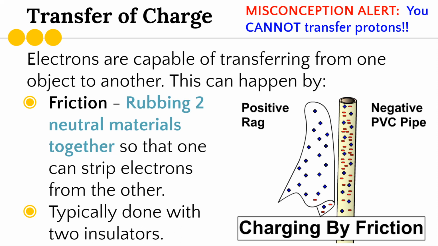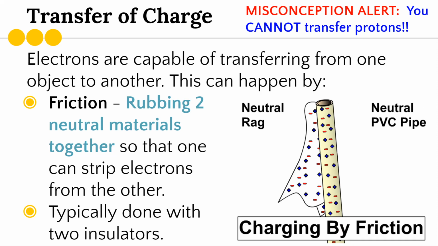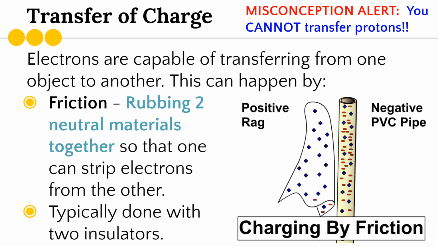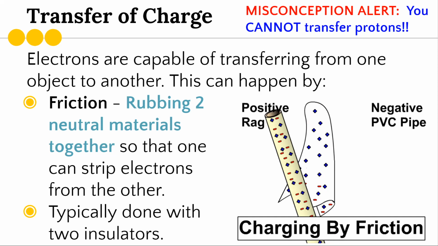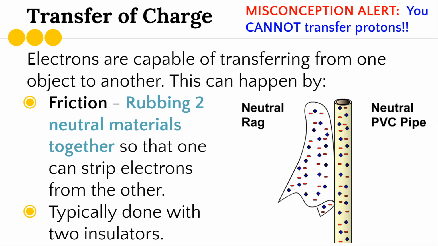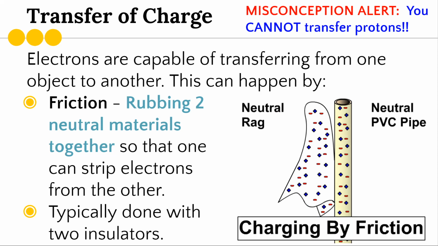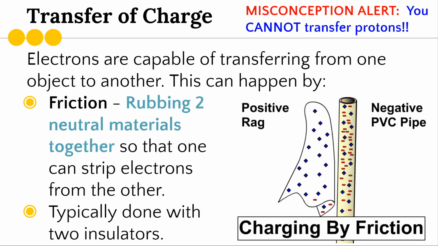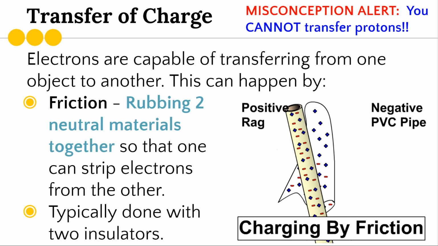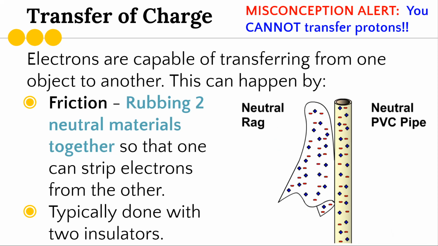That was the first method, which is going to occur when you rub 2 neutral materials together so that one of them can strip electrons from the other. It's typically done with 2 insulators. You guys did this yesterday in your lab. I had you rub a balloon on your hair, same thing. When you rubbed that on your head, you were causing electrons to move from one to the other.